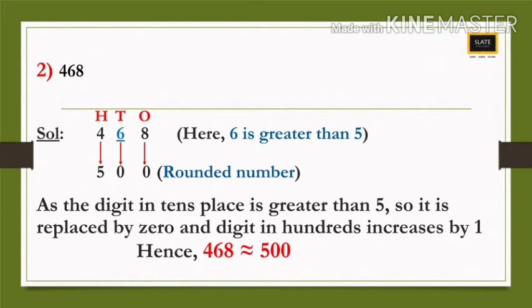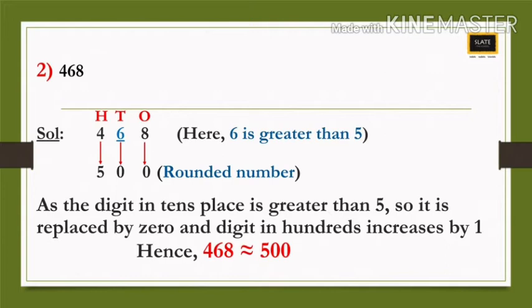So 6 is replaced by 0 and 1 is added to the hundreds place digit. That is, for the digit in the hundreds place, 4, we added 1 and that became 5 now. Now what number did we get? Yes, 500. Now 500 is the rounded number. Therefore, we can say 468 is approximately equal to 500. So the nearest hundred for 468 is 500.